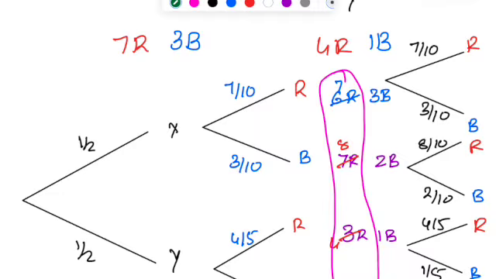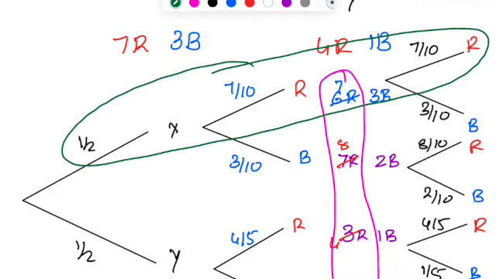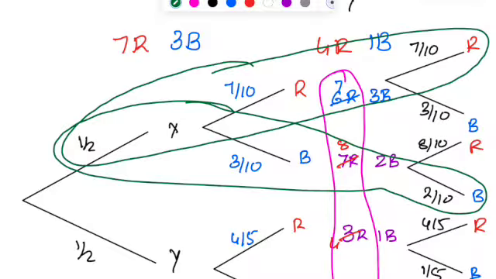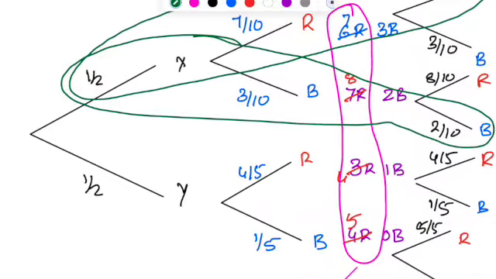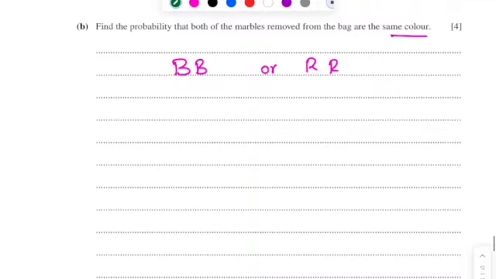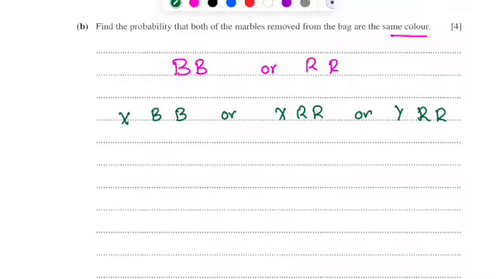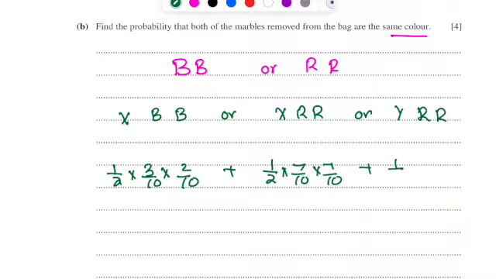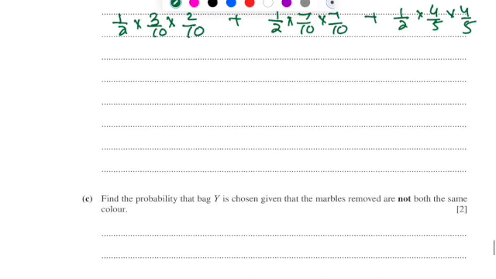You can see that this is the probability of getting red and red, and this is the probability of getting blue and blue. In the case of bag Y, blue and blue is not possible. So in bag X, it can be blue and blue or red and red, while in bag Y, it can only be red and red. So in bag X, blue and blue will be 1 upon 2 times 3 upon 10 times 2 upon 10. Bag X again, 1 upon 2 times 7 upon 10 times 7 upon 10. Bag Y, red is 1 upon 2 times 4 upon 5 times 4 upon 5. Blue and blue is not possible in bag Y.